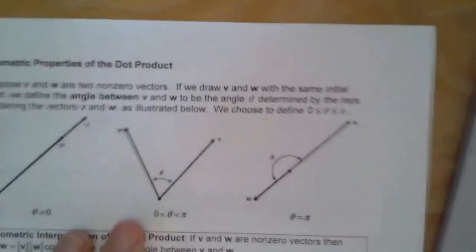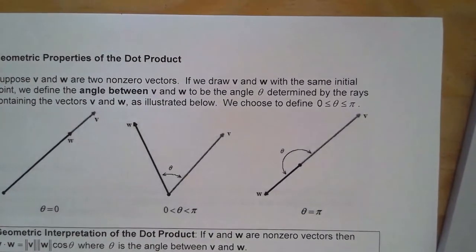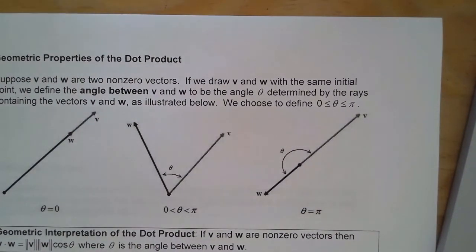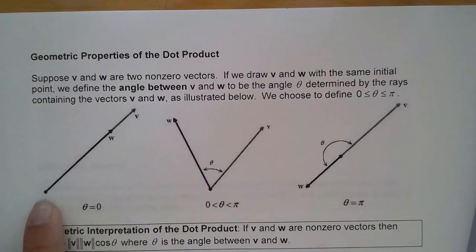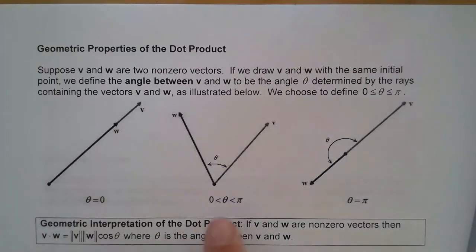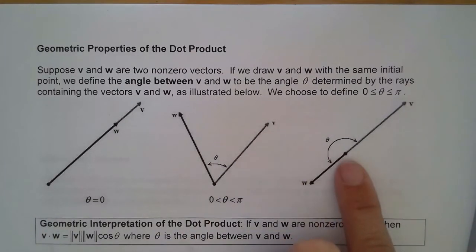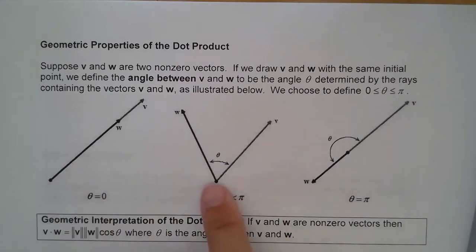Alright, geometric properties. Suppose v and w are two non-zero vectors. If we draw v and w with the same initial point, we define the angle between v and w as the angle theta determined by the rays containing the vectors. All three of these pictures have the same initial point.